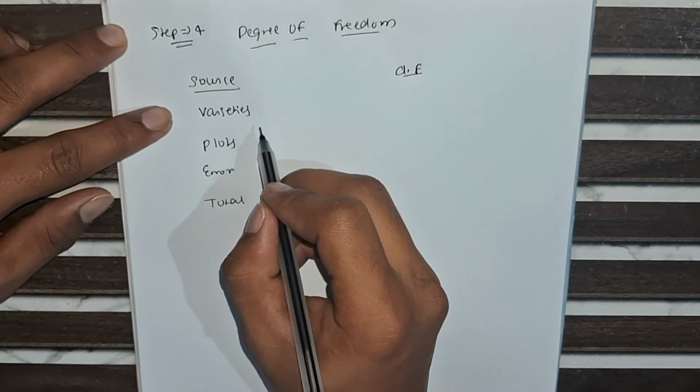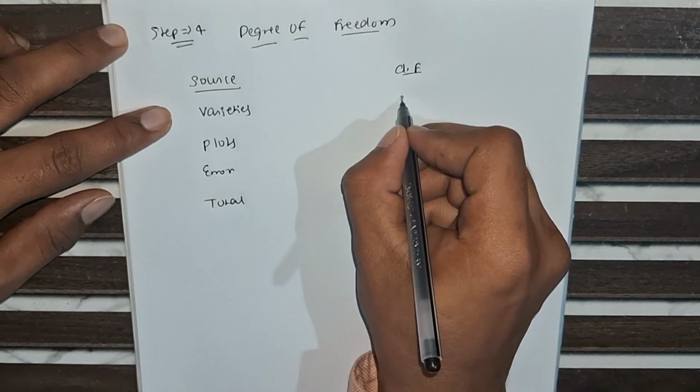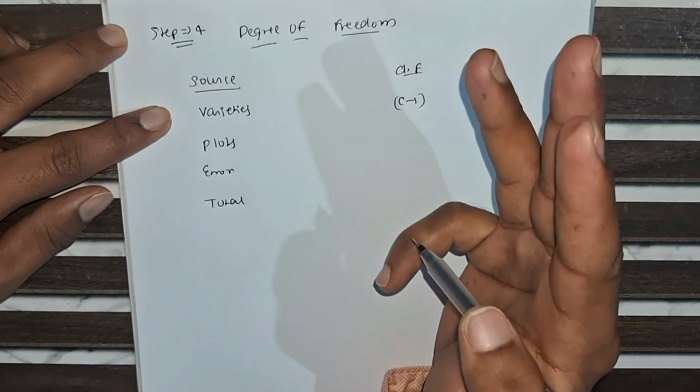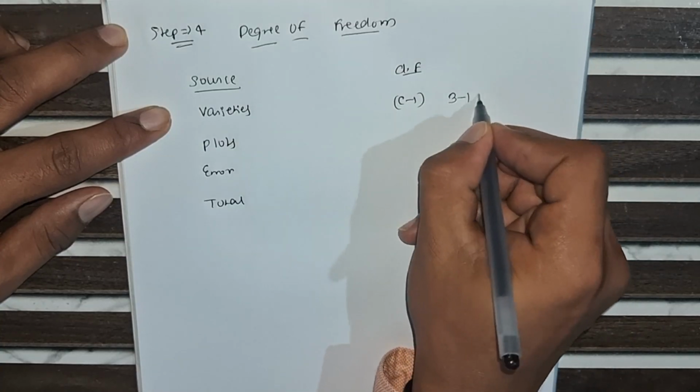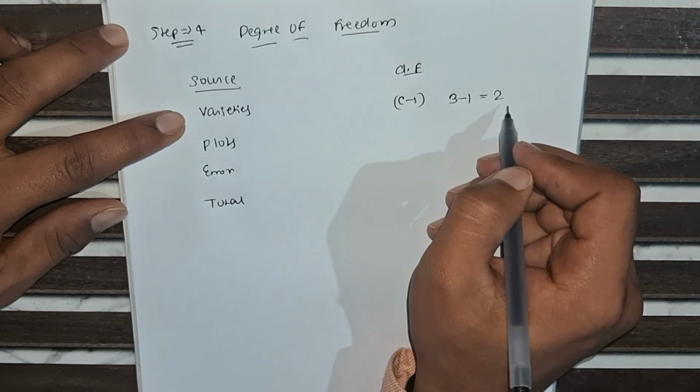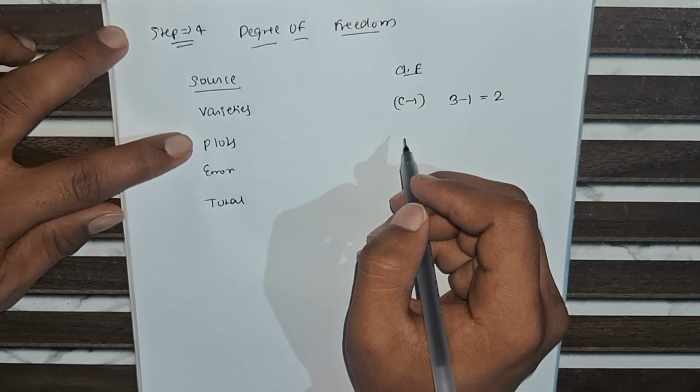So what is the formula to find the degree of freedom for varieties, which is nothing but C minus 1, meaning column minus 1. So how many columns are there? 3 columns are there. So 3 minus 1, which equals 2. So for varieties, which means column, degree of freedom is 2. Like that for plots, which means rows.